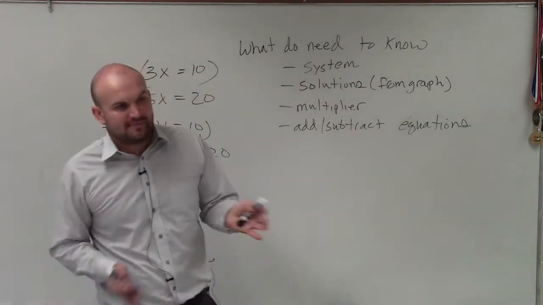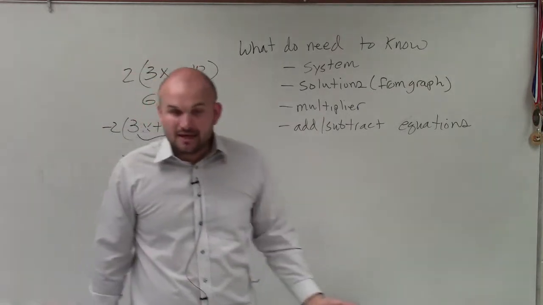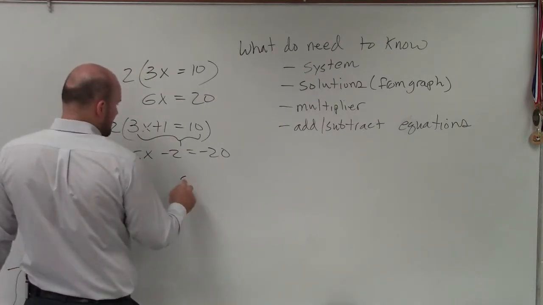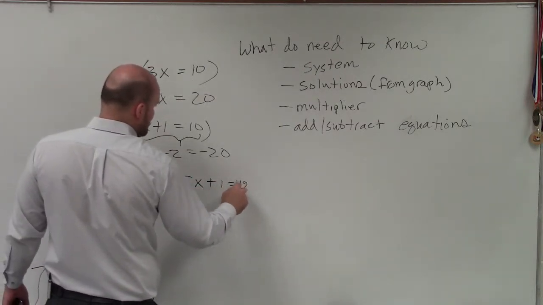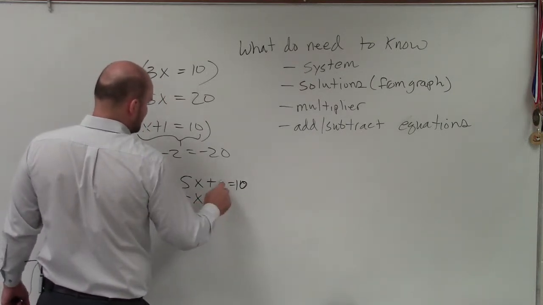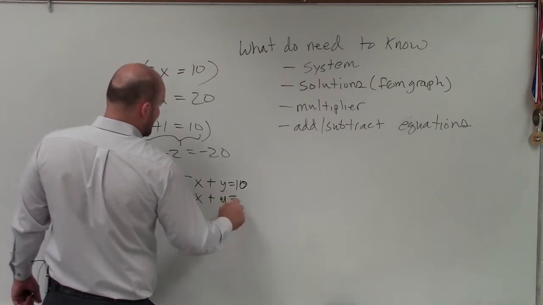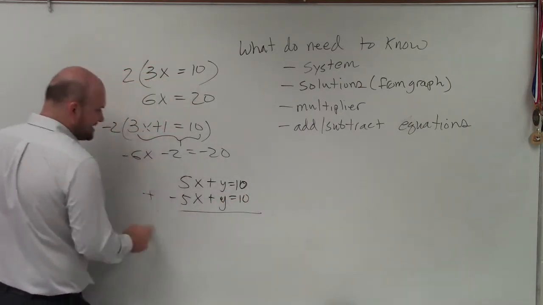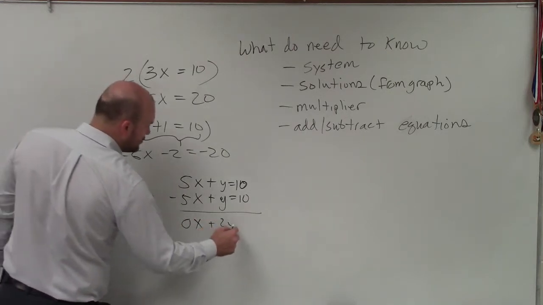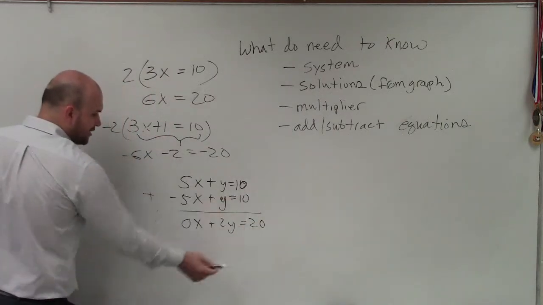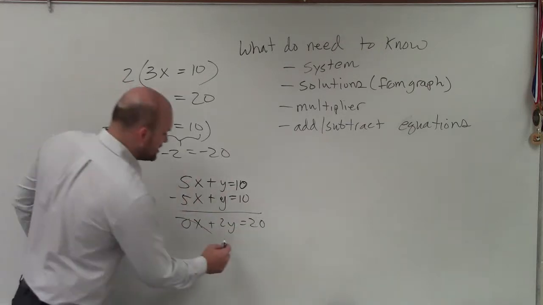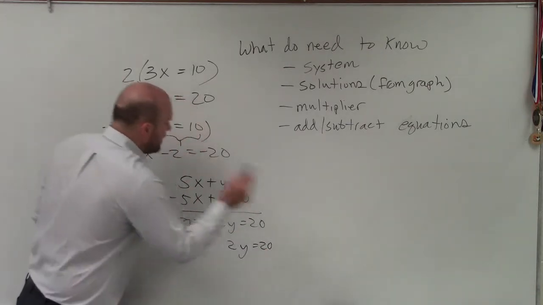When we're using elimination, we're going to be adding and subtracting equations. To understand that, let's say I have 5x plus y equals 10, and negative 5x plus y equals 10. When I add these up, 5x minus 5x is 0x, plus 2y equals 20. So we add our equations up. Notice that 0 times x is now just 0, and 0 plus 2y is just 2y equals 20, where now we can solve for y.